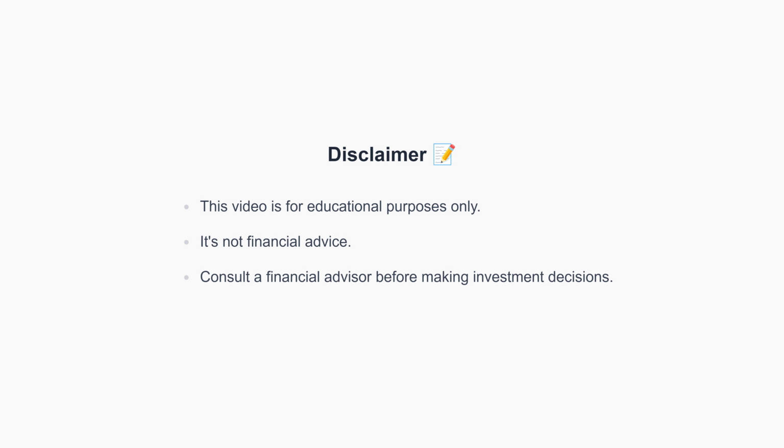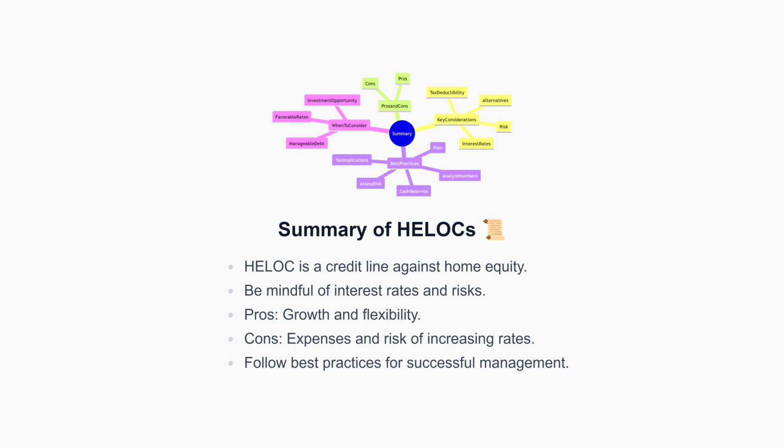To summarize, a HELOC is a useful credit line secured against your home equity, which can facilitate investment but comes with risks, especially associated with variable interest rates. It offers growth potential and flexibility, though it also has expenses and the risk of rising rates. By adhering to best practices, such as calculating potential returns and maintaining a plan, you can make the most of your HELOC.